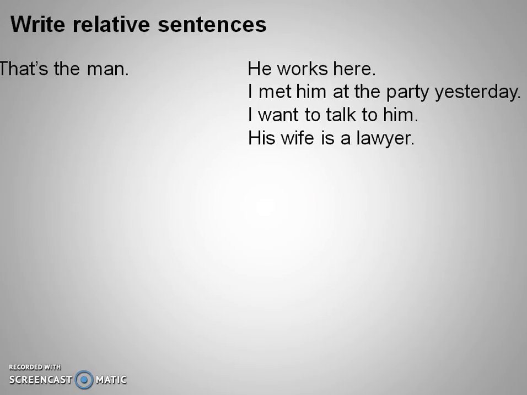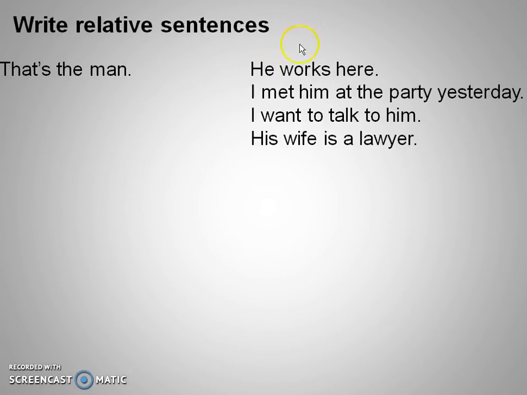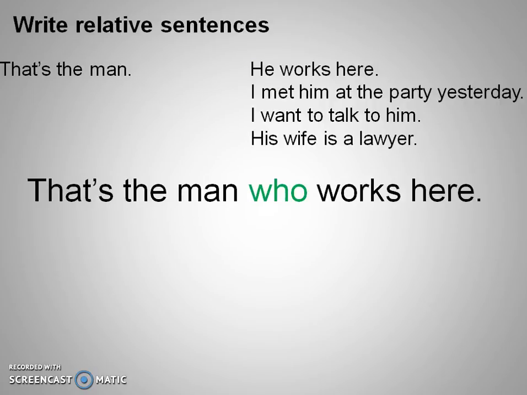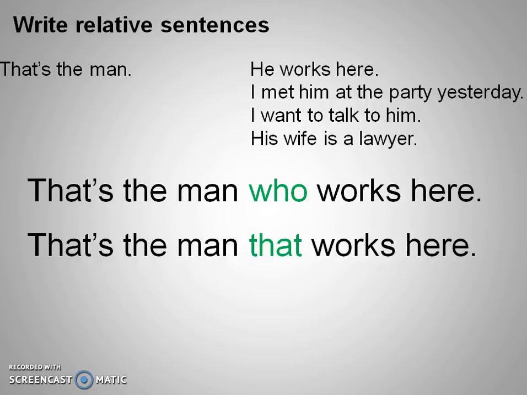So now we have here some examples. We say, for example, "That's the man. He works here." He is referring to the man. So this "he" is the subject of this sentence. So this would be a subject relative clause, and we would say "That's the man who works here," or as we said, "That's the man that works here."